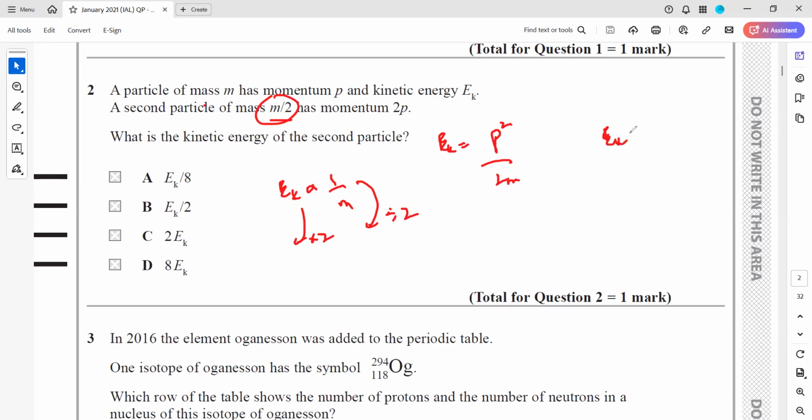And kinetic energy is directly proportional to momentum squared. So if the momentum is doubled, what will happen? Kinetic energy increases by 4. So due to the change in mass, it increases by 2, and due to the change in momentum, it increases by 4. So kinetic energy will increase by 8. Is it clear, this one?